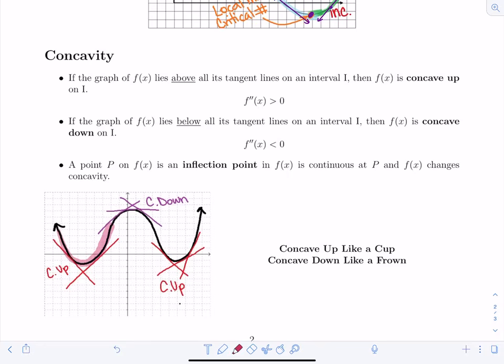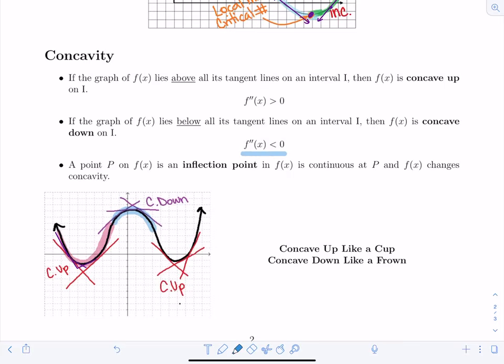And notice here, the graph of the function lies above all of its tangent lines. So if we draw tangent lines to this function, right, everywhere I draw a tangent line, those lines are below the graph. So that's how we base our definition for concave up, that the function lies above all of its tangent lines. Similarly, if the graph of f of x lies below all of its tangent lines on an interval, then f of x is concave down on that interval. And notice here, this portion of our function in blue is concave down. See how the function lies below all of the purple lines, all of the tangent lines, and any more that you would draw. And what this means when we're looking at its derivative is that the second derivative, f double prime of x, is less than 0.